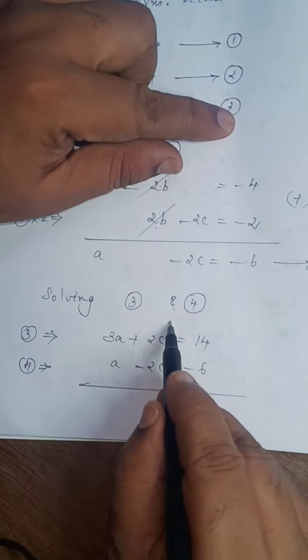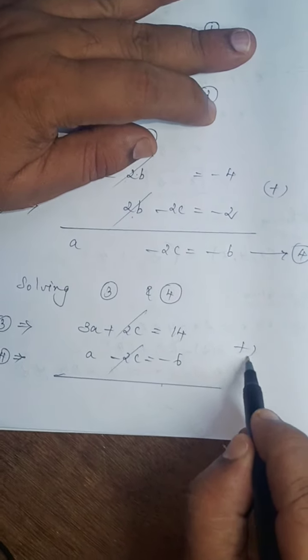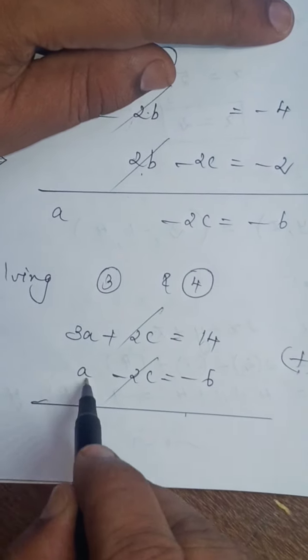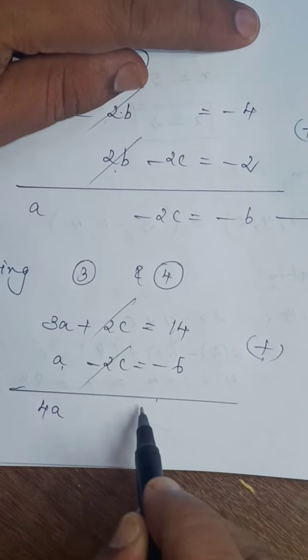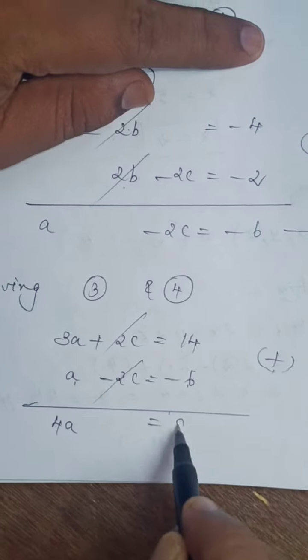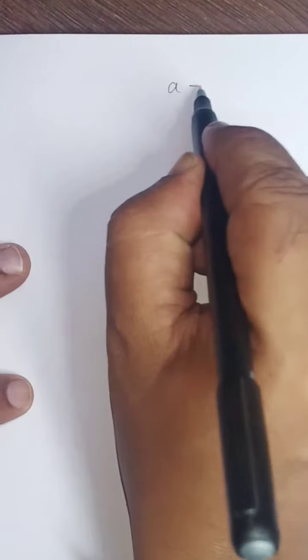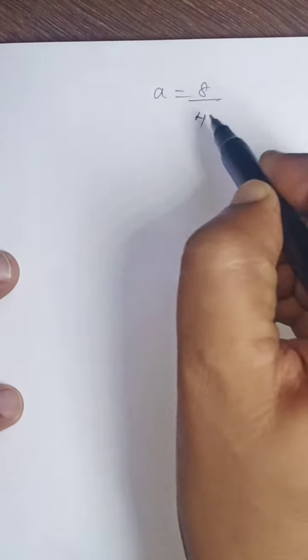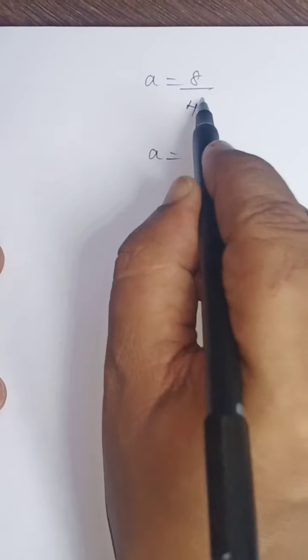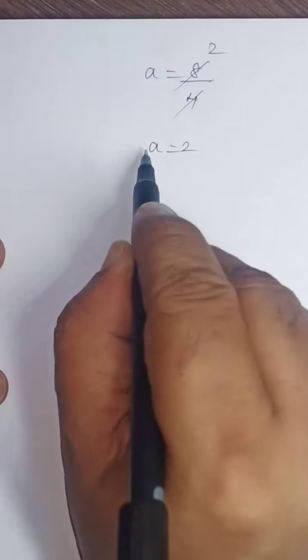Here also plus 2c minus 2c directly cancel, so you have to introduce plus over here. 3a plus 1a equals 4a, and 14 minus 6 is equal to 8. 4a equals 8 means a is equal to 8 divided by 4. That is equal to... 4 table, how many times? 2 times. So we got the value of a.